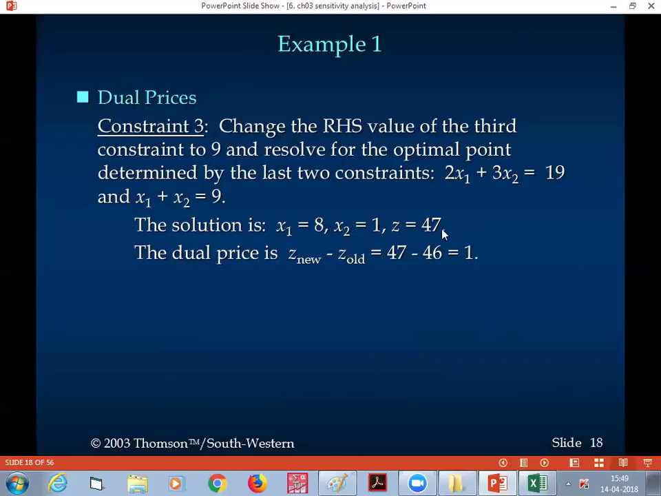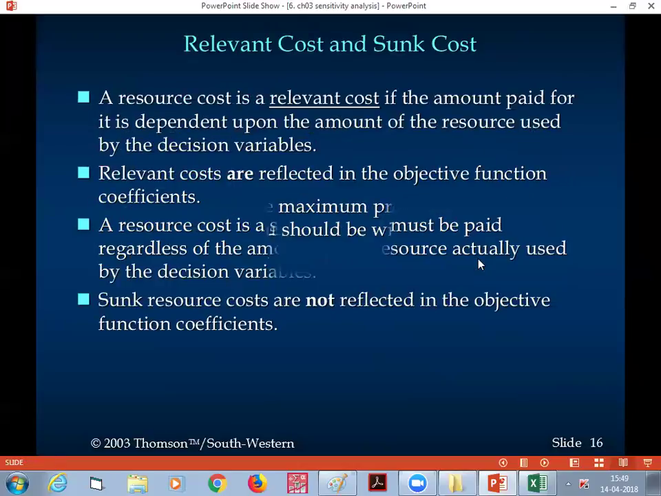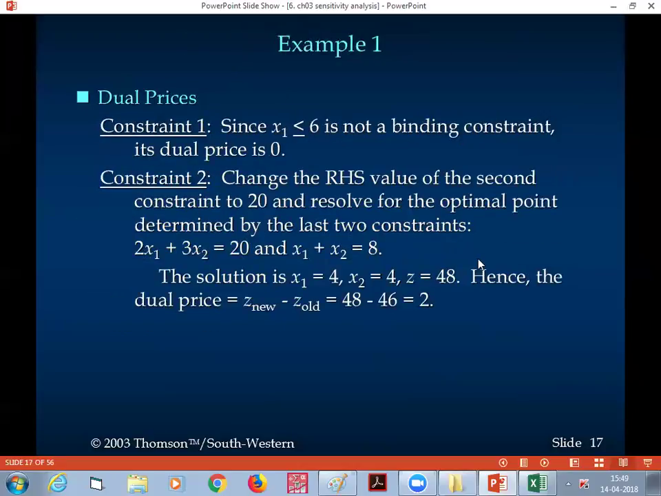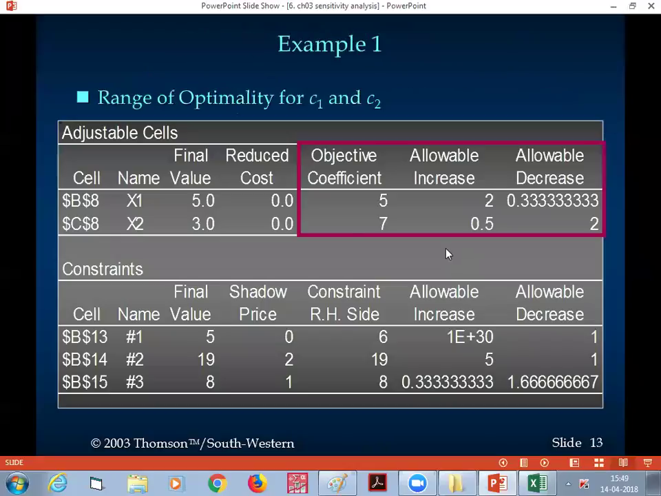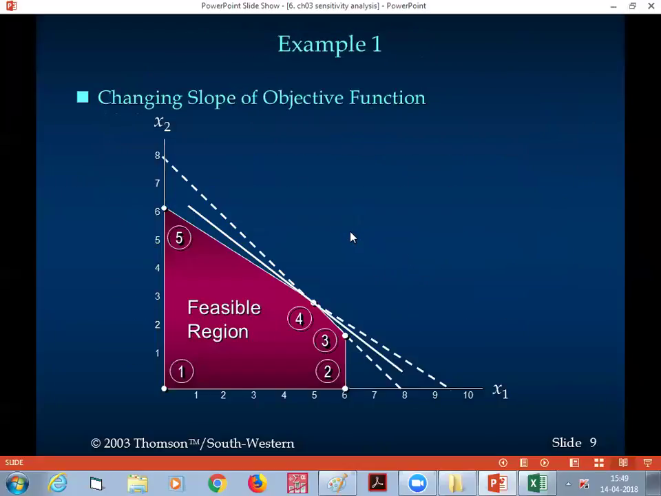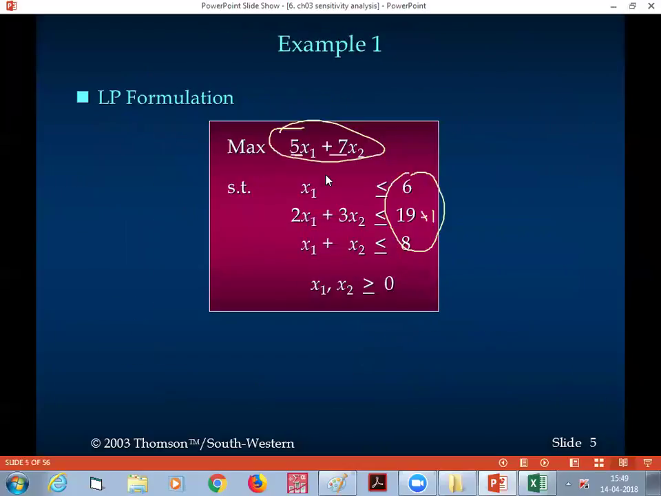How can that be? No, 5 times 8 is 40. 7 times 1 is 7. 47. 47 minus 46 is 1. And if you look, which one? That's the objective function, no? 5x1 plus 7x2, right?